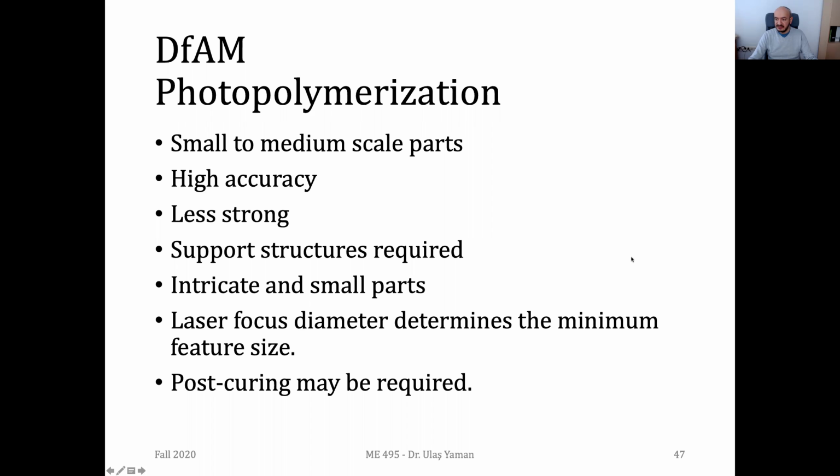There's a question about triple F. Hussein is asking whether we can have weave-like patterns. Yes, it's possible. In one layer, you may have horizontal, in the other layer, you can have vertical. There are such settings in most of the CAM software in FDM or triple F.